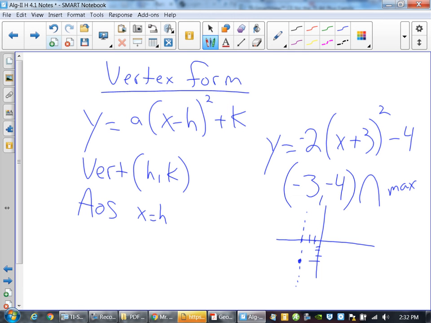H and K is always the opposite of whatever the number is for H. K is the same. So if it's x plus 3, it's going to be negative 3. If it's x minus 4, then it's just 4.